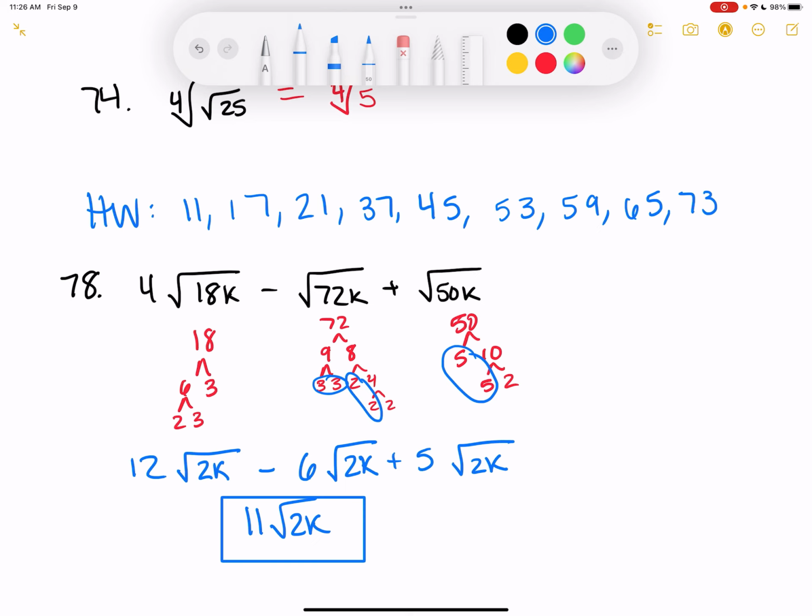Okay, and remember, if you had the cube root, you would be taking things out in groups of 3. If you had a 4th root, you're taking things out in groups of 4. But the process would be the same for what you would do to add or subtract them.